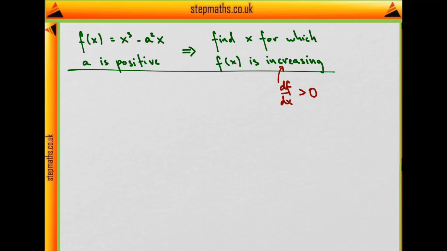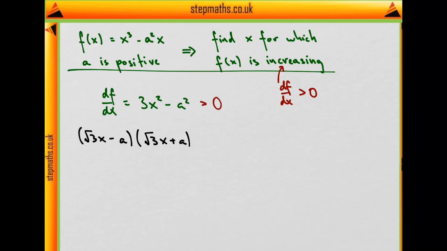Well, it means that its first derivative with respect to x is greater than 0. So let's look at our function. When we differentiate it, we get 3x squared minus a squared. And this now needs to be strictly positive. Because it's a difference of squares, it's the same as root 3 x minus a times root 3 x plus a. And this we want to be strictly positive.